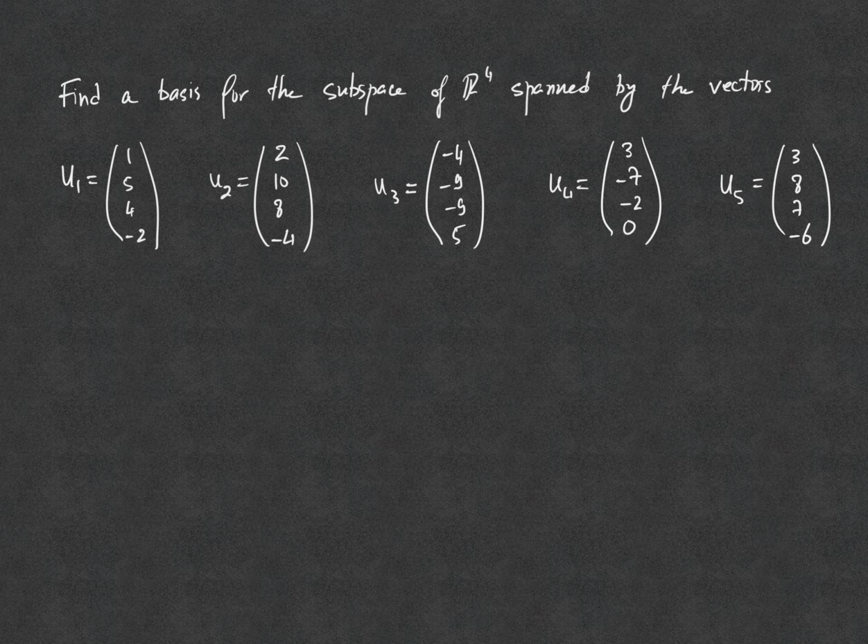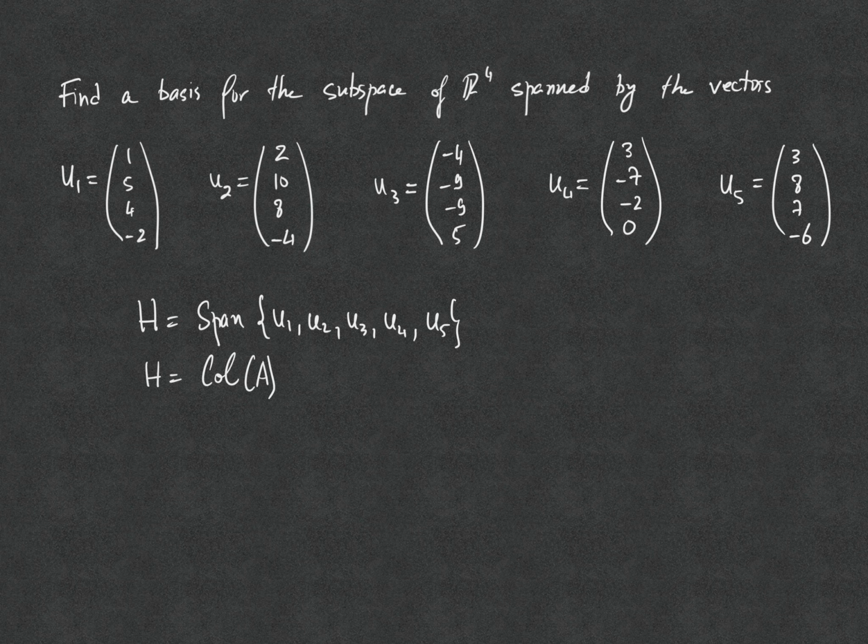The question is to find the basis for the subspace of R4 spanned by the following 5 vectors. So let's call first H the subspace of R4 spanned by these vectors. In other words, H is the column space of the matrix A, where A is the matrix whose columns are the vectors U1 to U5.